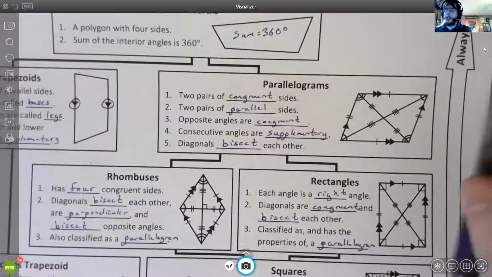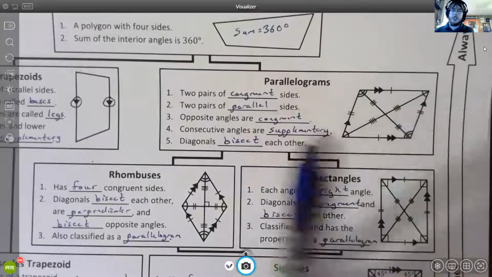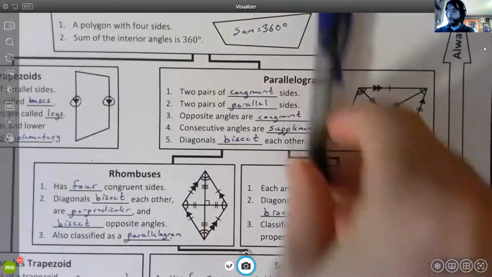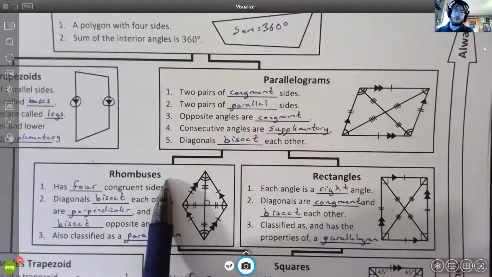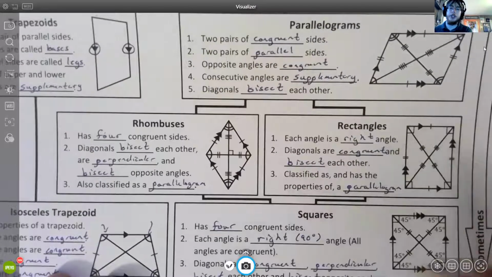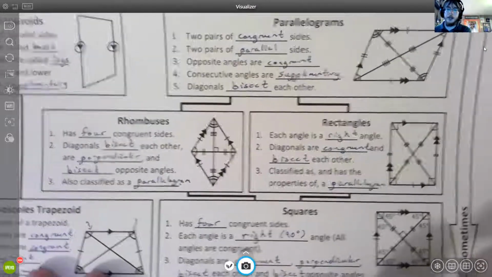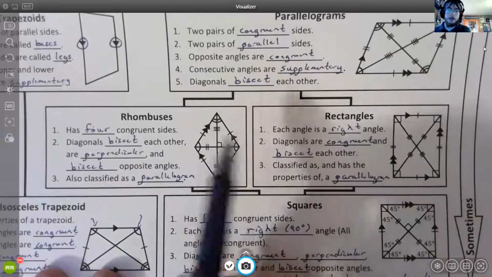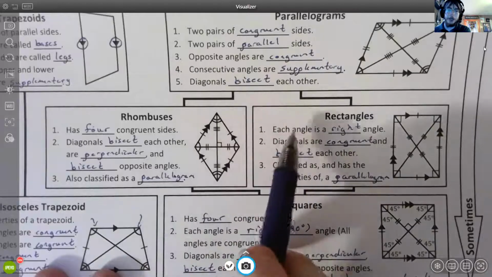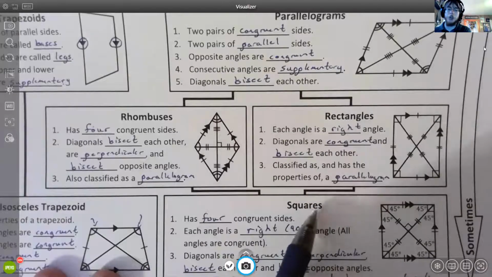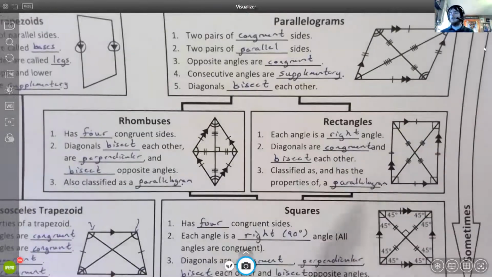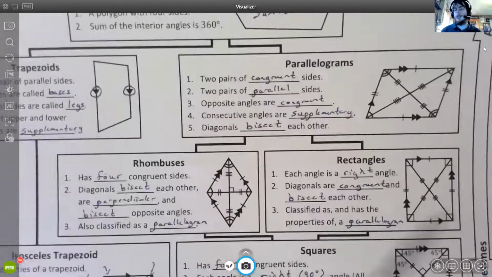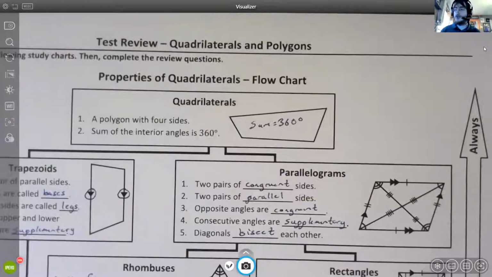Now, in comparison, if you went down, so you could see that a parallelogram would sometimes be a rhombus, or sometimes be a rectangle, or sometimes be a square, but not always, okay? Now, a rhombus and a rectangle could also be one another. So a rhombus could sometimes be a rectangle, but only if it's a square, okay? So hopefully this flowchart does help you. I hope it proves to be a good study tool.